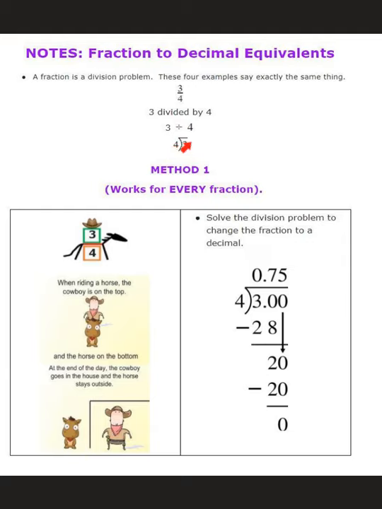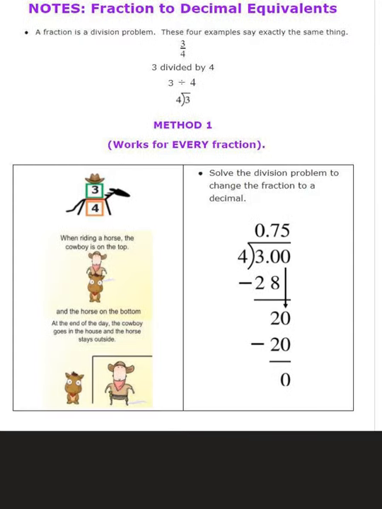Now there's multiple ways that you can convert between fractions and decimals. The one we have here is just dividing. Now, my students last year really remembered this cowboy and a horse. So the cowboy sits on top of the horse. So you can remember the cowboy is the numerator, the horse is the denominator. When riding a horse, the cowboy is on the top, okay, and the horse is on the bottom.